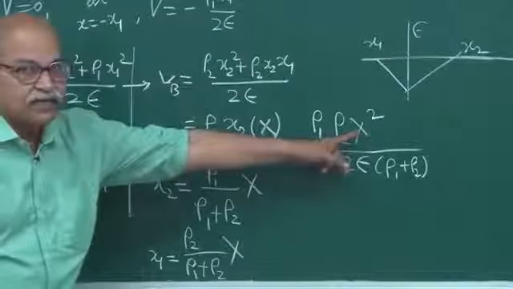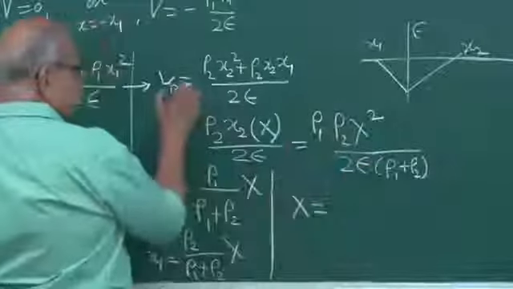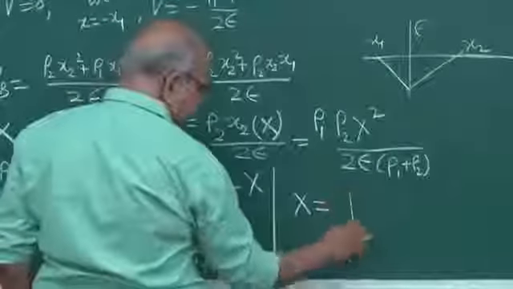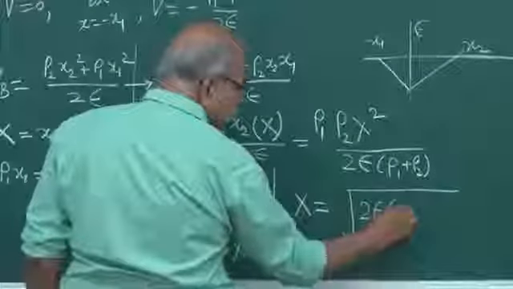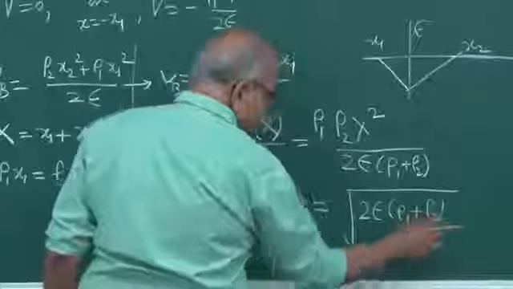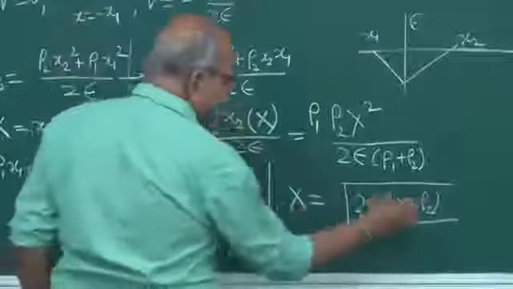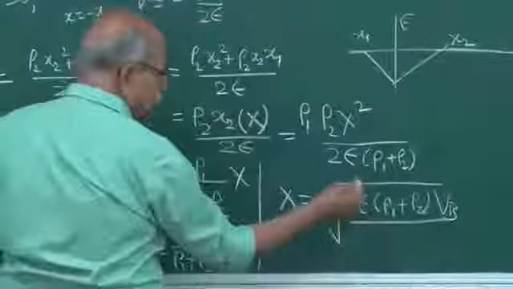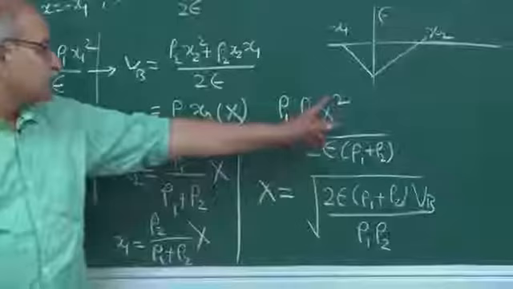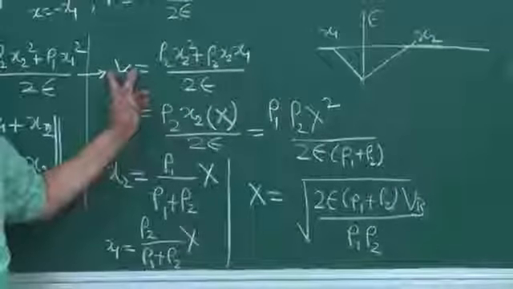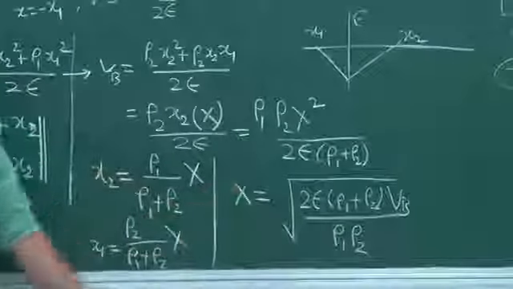So if you want to write capital X from here, take this thing here and this thing down and then the square root of it. So it is 2 times epsilon, rho 1 plus rho 2, multiplied by this VB and divided by rho 1 rho 2. All right, X square, so this will go here: 2 epsilon, rho 1 plus rho 2, into VB, and then divided by rho 1 rho 2, and then the square root. So this is it.